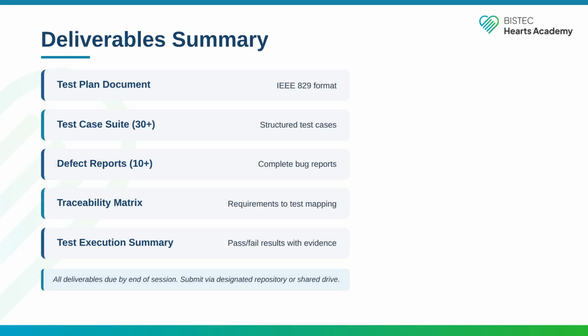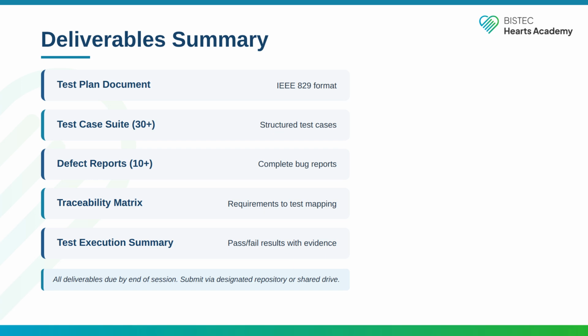There are 5 deliverables, each serving a distinct purpose. The test plan document follows IEEE 829 format. This shows that you can think strategically about testing, not just execute individual tests. It should include your scope, approach, entry and exit criteria, and risk assessment.